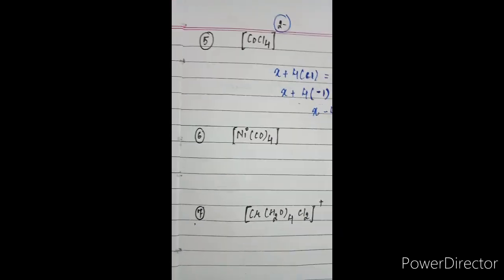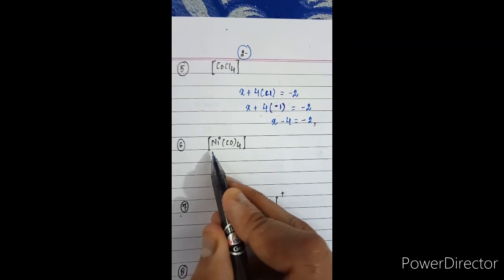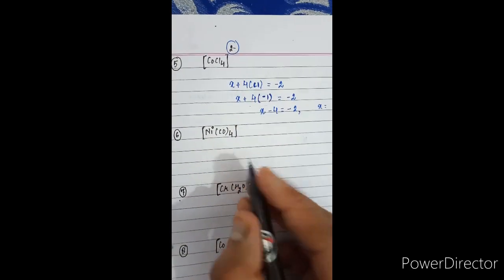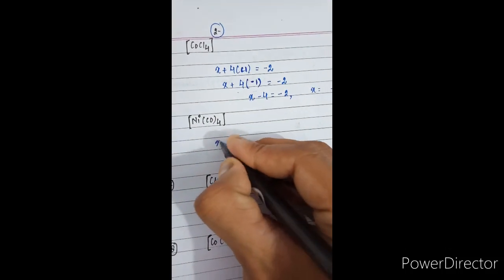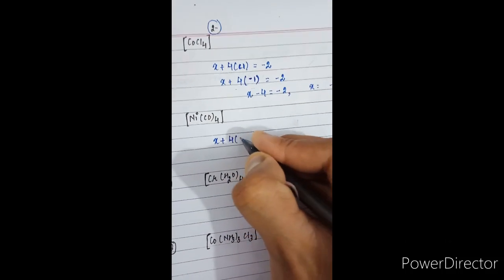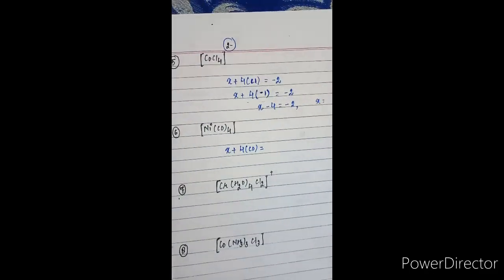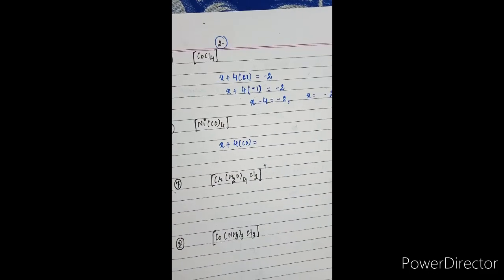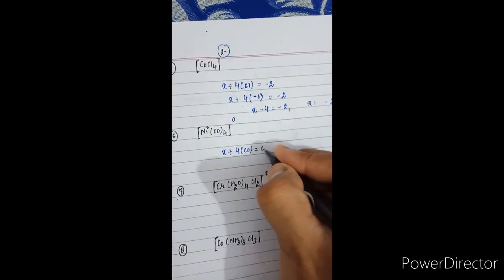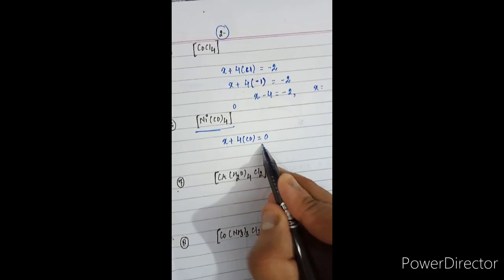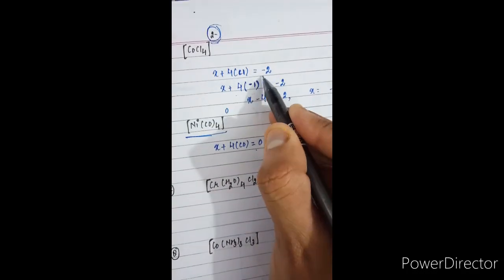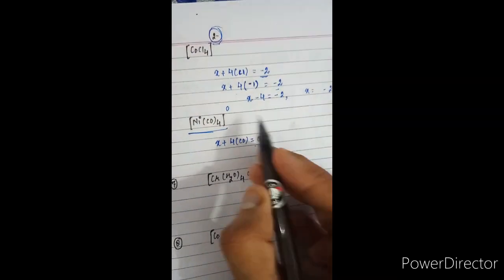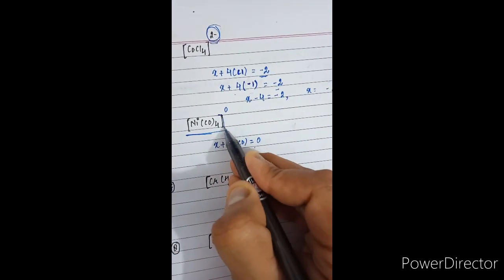Now the next example, example number 6, is Ni(CO)4. Very simple, let the oxidation state of nickel be X. So X plus 4 carbon monoxide. Now the overall charge will be 0, because it is a neutral molecule, a neutral species. In the previous case the species had a minus 2 charge, that's why we put minus 2 on that side. So this is a very important step.